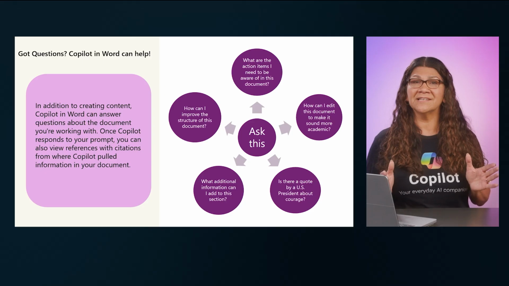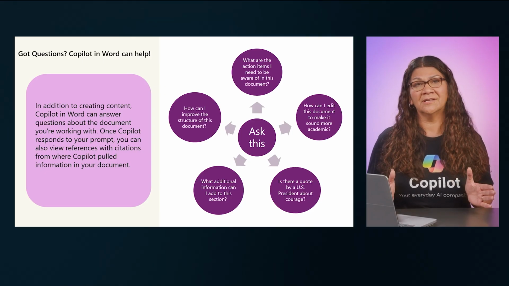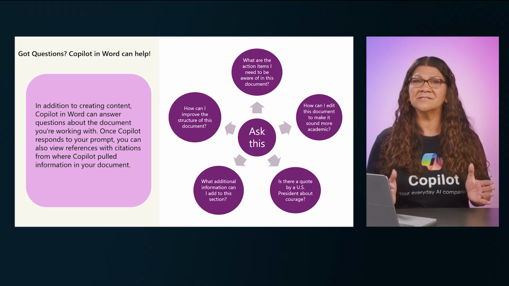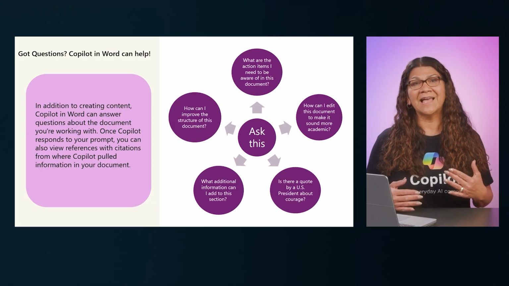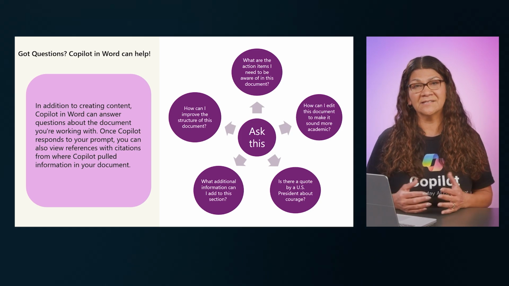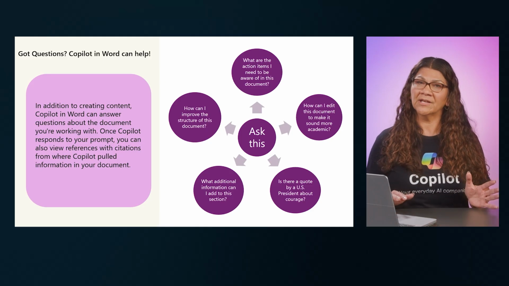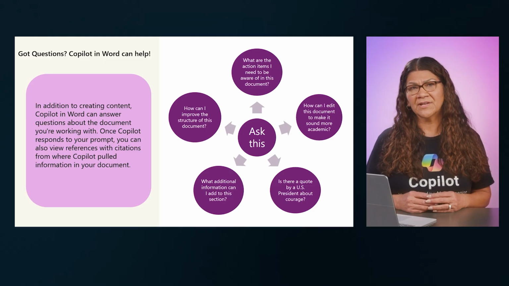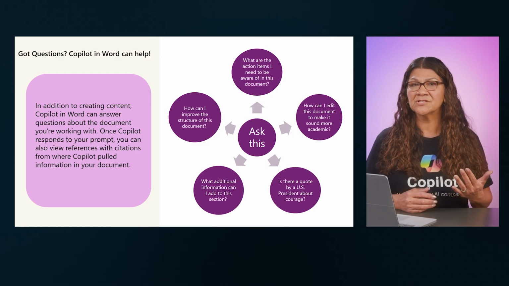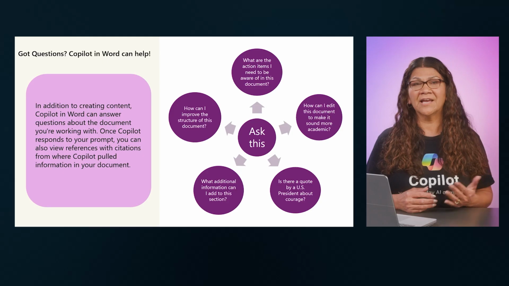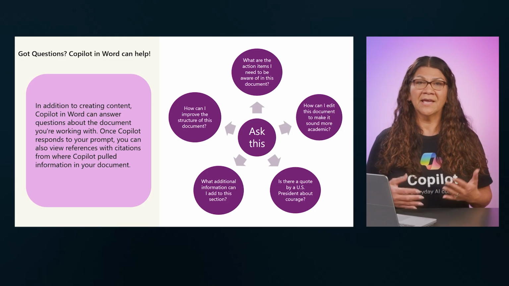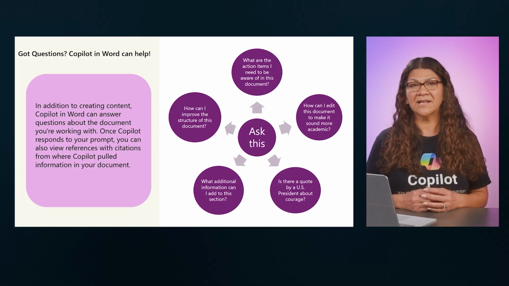Copilot in Word is an interactive writing partner, not just a content generator. By chatting with Copilot using open-ended questions, you can actively improve clarity, structure, tone, and completeness of a document you're already working on. Instead of guessing what to fix, you can ask targeted questions such as how to improve the structure, identify action items, or elevate the academic or professional tone, and receive tailored contextual guidance.